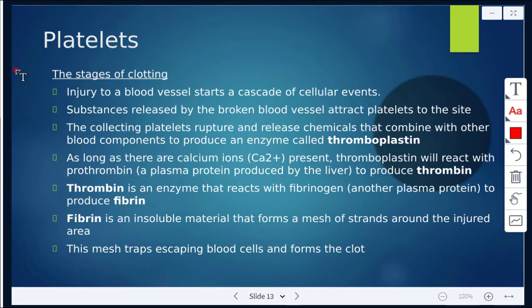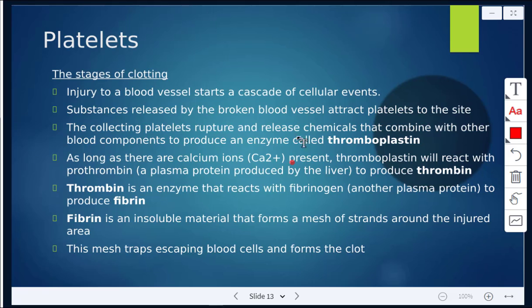All right, so stages of clotting. There's an injury to a blood vessel, and it'll start this cascade of cellular events. Substances that are released by the broken blood vessel will attract platelets to the site. The collecting platelets rupture and will release chemicals that combine with other blood components to produce an enzyme called thromboplastin.